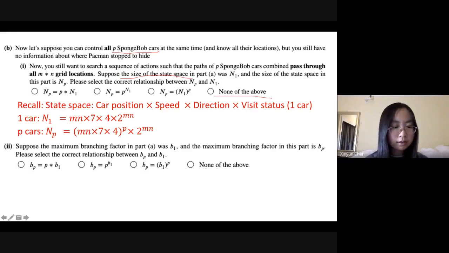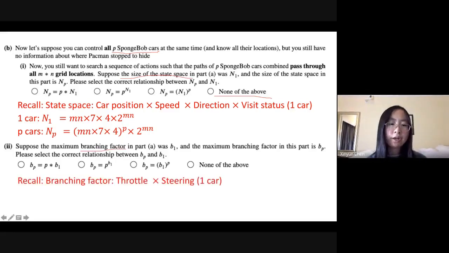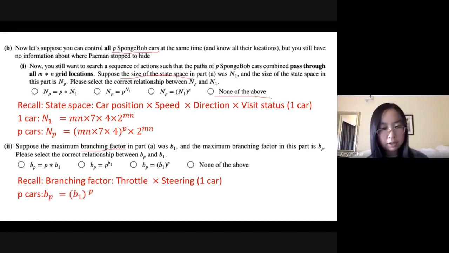Then let's see how the results change for branching factor. Recall that in the case of one car, we need to enumerate all the possibilities of throttle and steering. Then when there are p cars, the answer Bp will be B1 to the power of p, because we need to enumerate this for all of the p cars.